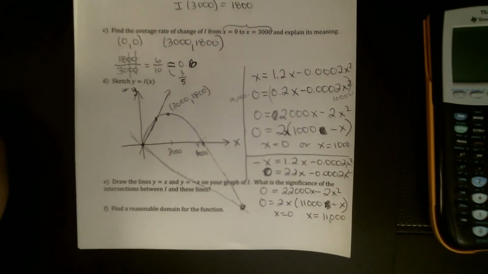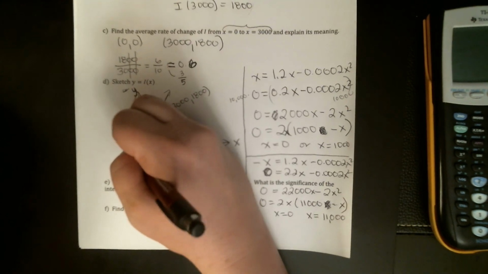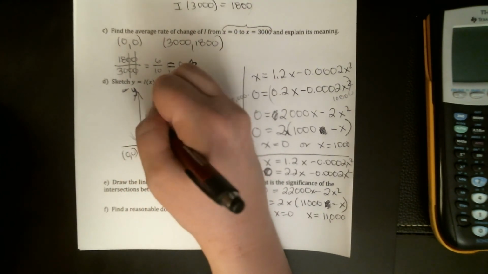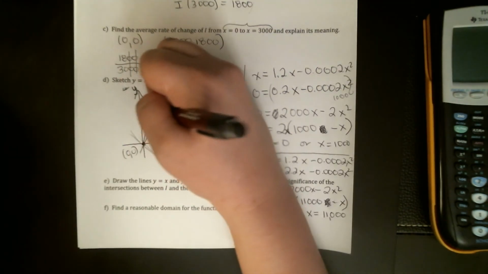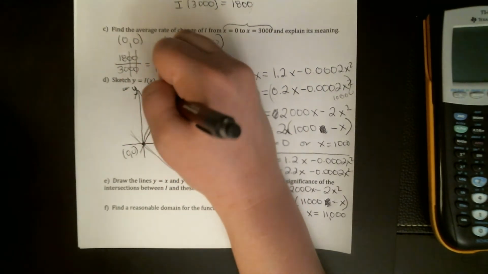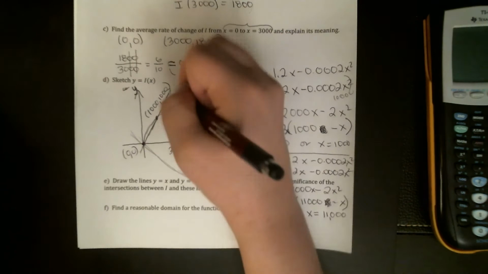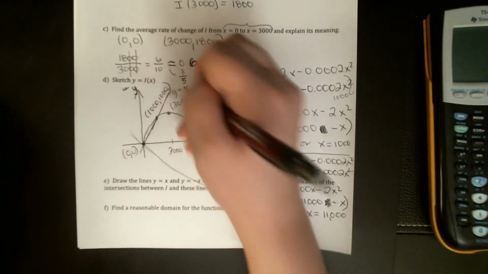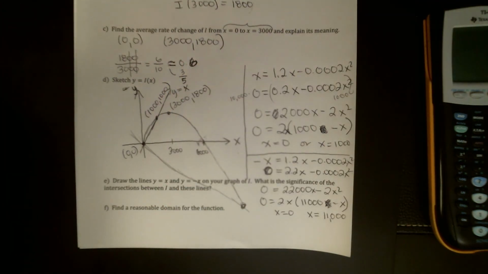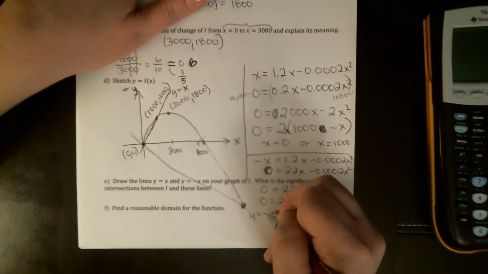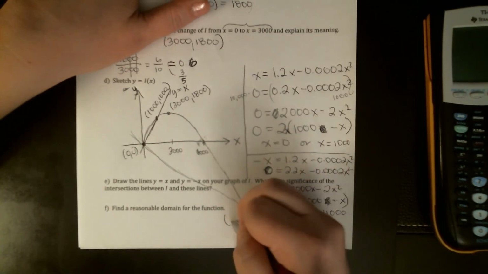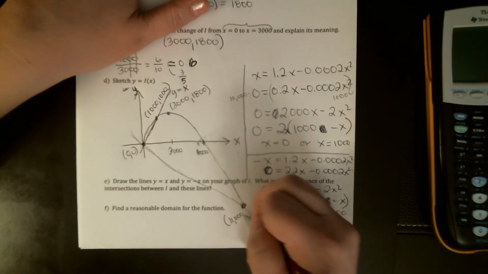Okay, so we have the point 0, 0. They all cross through. We have the point, which was this one, 1,000. And that one should be really easy to find the y-coordinate of. This is supposed to be y equals x. So whatever your x-coordinate is, your y-coordinate is exactly the same. And then this is y equals negative x that we're crossing. So whatever your x-coordinate is, your y-coordinate should be the exact opposite.